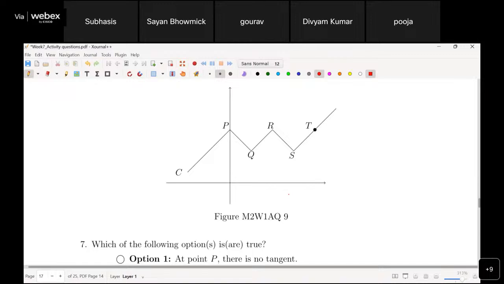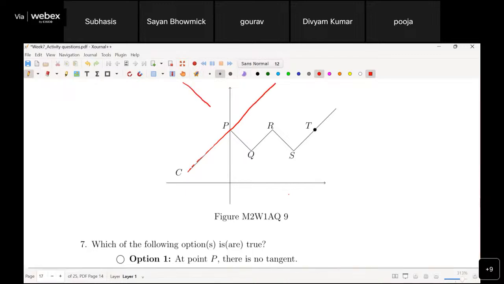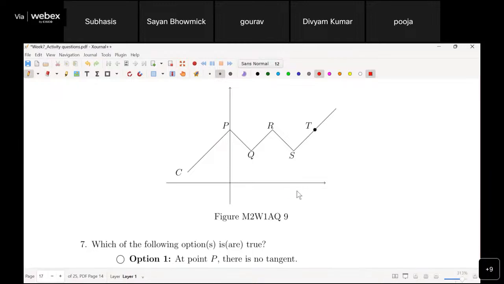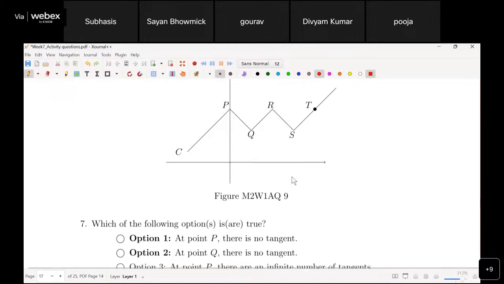Sir, it is the concept of the left-hand derivative and the right-hand derivative, is it? Correct. When you take the left-hand derivative, you are getting the slope of this line, and when you take the right-hand derivative, you are getting the slope of this line. So the left-hand derivative and right-hand derivative are different, and that's why this function is not differentiable at this point P, and that's why you don't have a tangent. You'll see that in week 9. But for now, think of P as a corner point.